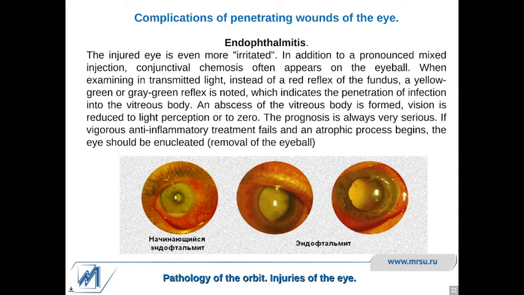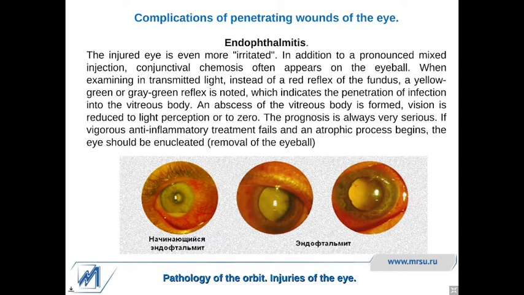An abscess of the vitreous body is formed. Vision is reduced to light perception or to zero, blindness. The prognosis is always very serious, of course. If vigorous anti-inflammatory treatment fails and an atrophic process begins, the eye should be enucleated. Enucleation means we need to remove the eyeball.